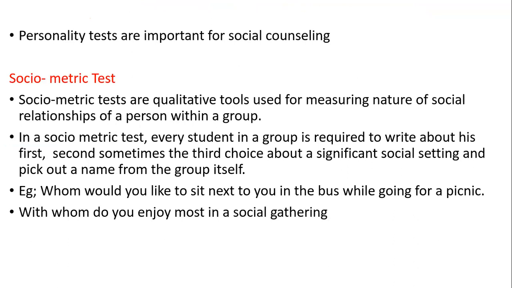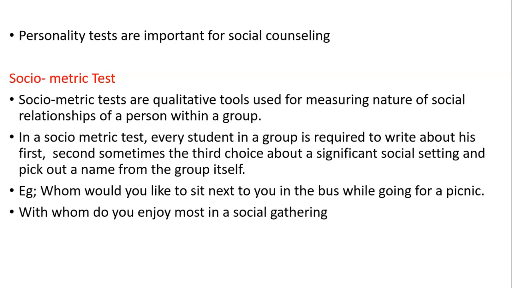Sociometric means that sometimes we find the social star, right? In the sociometric test, we use qualitative tools, qualitative data, for measuring the nature of social relationship of a person within a group. We have certain activities to find the social star or the social relationship of a particular person in the group. In the sociometric test, every student in a group is required to write about his first, second, sometimes third choice about a significant social setting.